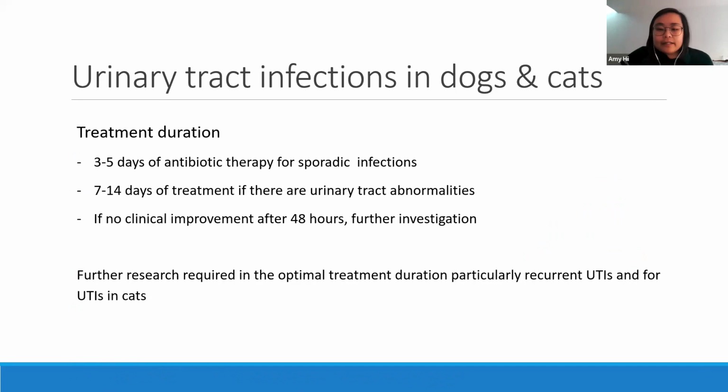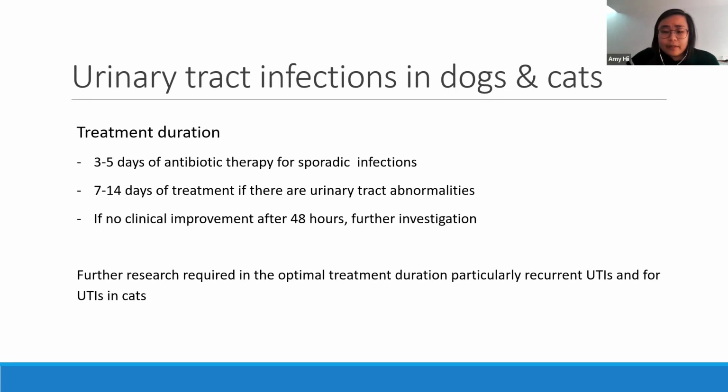Based on the ISCAID guidelines, the recommended treatment time is 3 to 5 days of antibiotic therapy for sporadic infections. Longer courses of 7 to 14 days of treatment can be used if there are urinary tract abnormalities. If there's no clinical improvement after 48 hours of commencing appropriate antibiotic therapy, further investigation should be carried out to identify any underlying conditions or complicating factors.